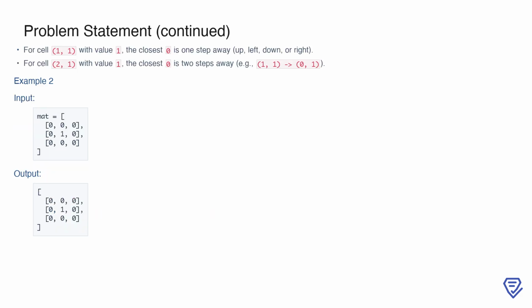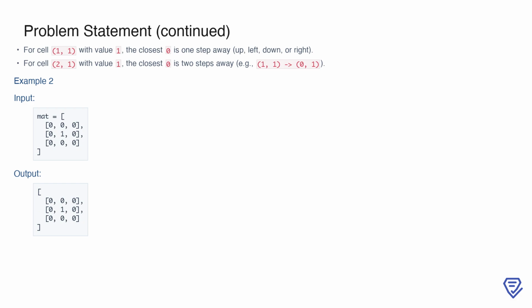To further break down the example, consider the cell (1, 1) in the matrix, which has a value of 1. The closest 0 is just 1 step away, and we can move in any direction, up, left, down, or right, to reach it. Therefore, the output value for that cell is 1. Similarly, for the cell (2, 1), with a value of 1, the nearest 0 requires 2 steps to reach. For instance, we can move up to (1, 1), and then up again to (0, 1). This 2-step path determines the value 2 for that cell in the output matrix.